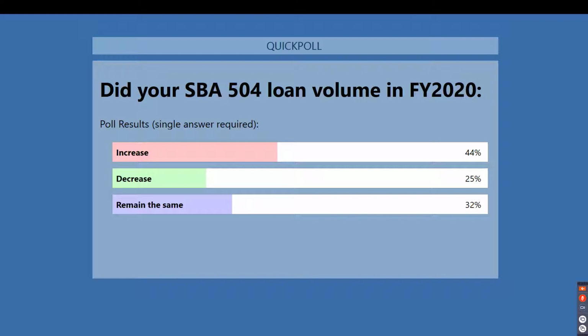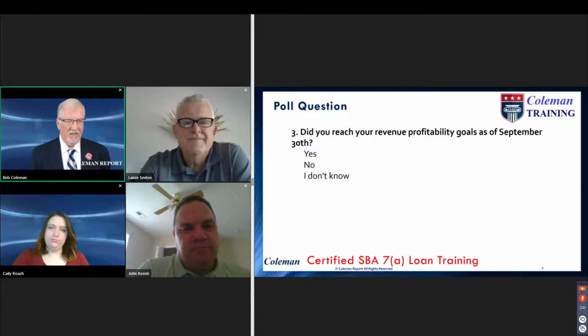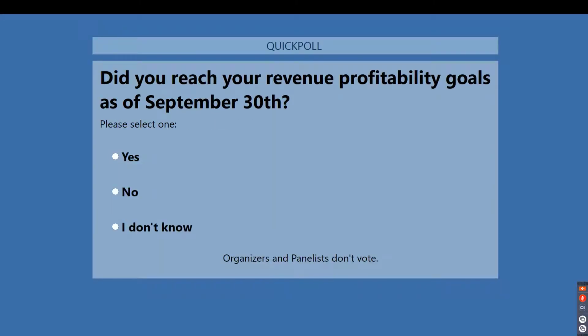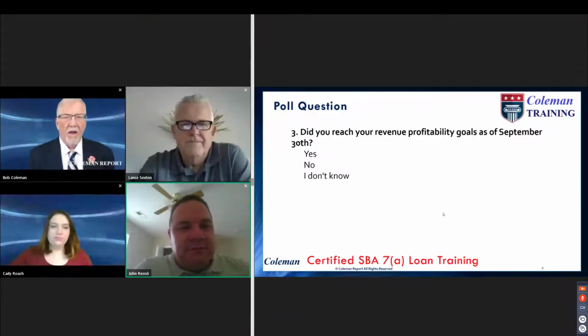I put this in, this is the third one, is obviously we like top line revenues, but we still need to make sure we're making money to pay all our salaries and our overhead and our electricity. And with the pivot to a lot of PPP applications, were you able to still make your goals? 56%, John. What do you think about that number? I'm glad to see it, number one. And I guess I'm not surprised because overall bank profitability has held up fairly nicely in the recession.